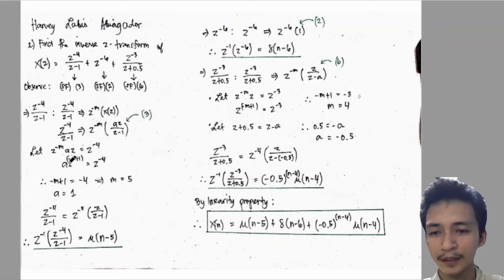Okay, so this part is z raised to the power of negative m plus 1 equals z raised to the power of negative 4. Therefore, negative m plus 1 equals negative 4, which implies m equals 5. Then also a equals 1.